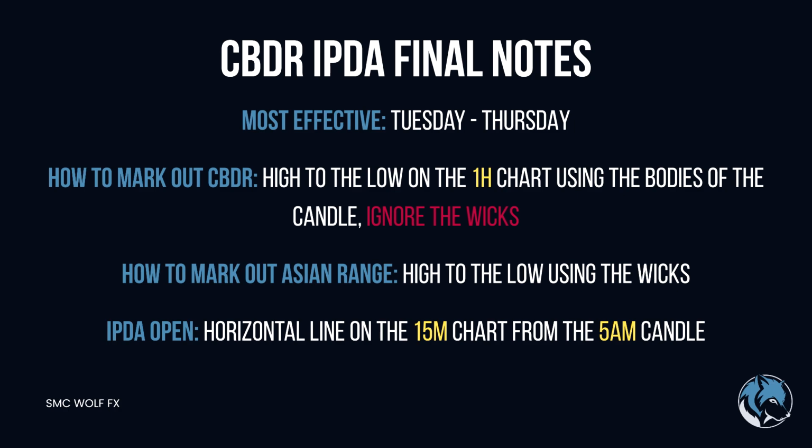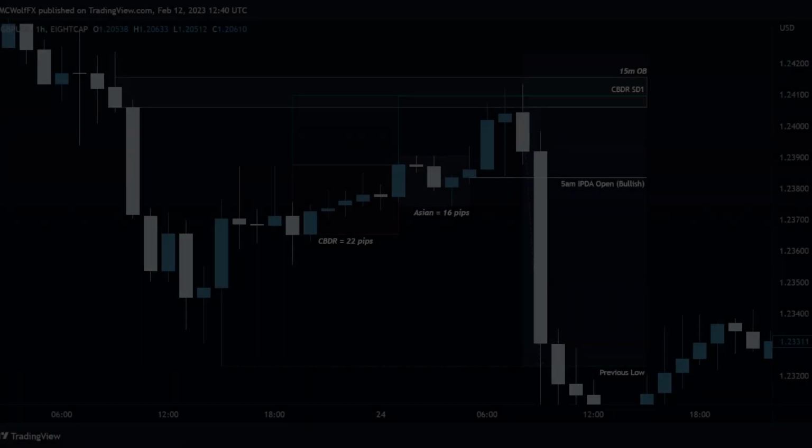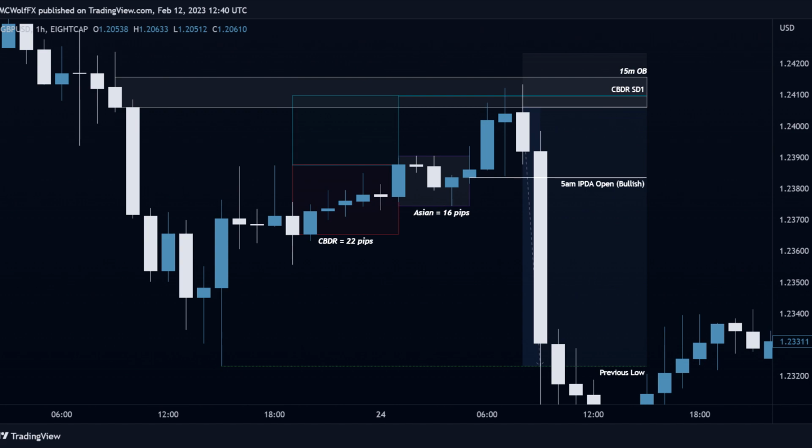Now that we've covered pretty much everything you need to know about starting to use CBDR and IPDA as a trading reference, let's go through some examples. Here is the 1 hour chart for the pound versus dollar trading pair. As you can see, if we work through the checklist which I mentioned earlier in this video, we've got our CBDR range marked out from 7 PM to 1 AM GMT plus 0, and this range is 22 pips, which is less than the 40 pips as per the checklist and therefore ideal.